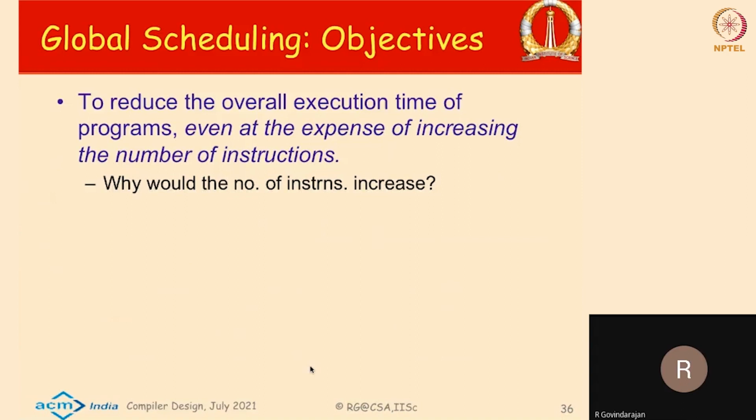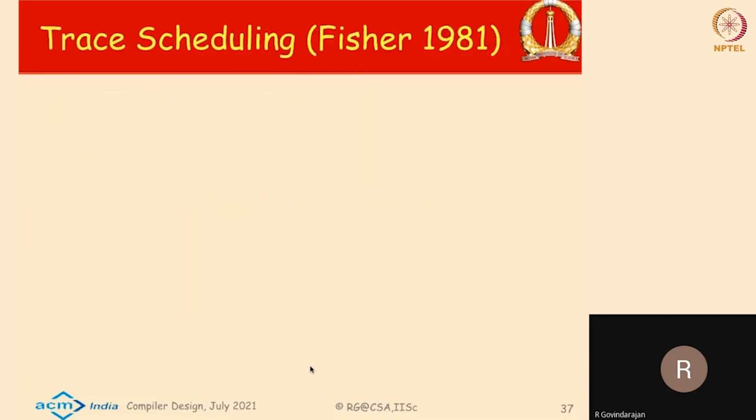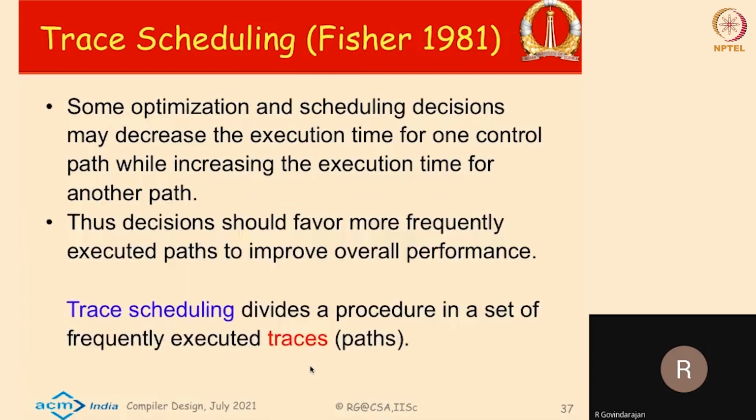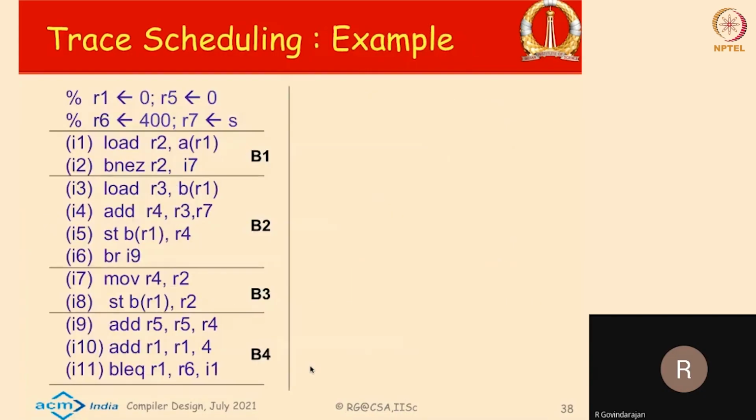As long as you can reduce the overall execution time of programs, even if you try to increase the complexity, even if you try to increase the number of instructions which are executed in the other paths, it's okay to do that as long as you are able to reduce the overall execution time. So let me just quickly go to the example and then show you what that means.